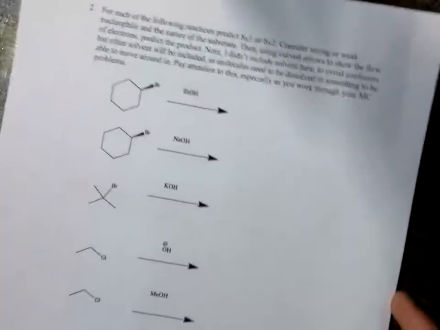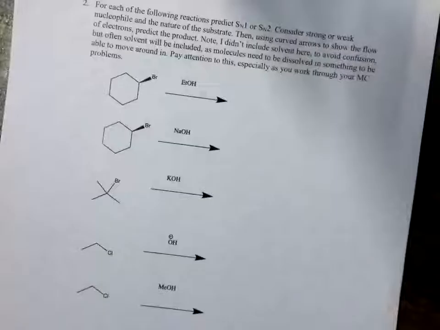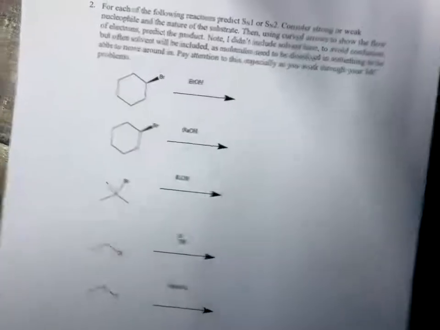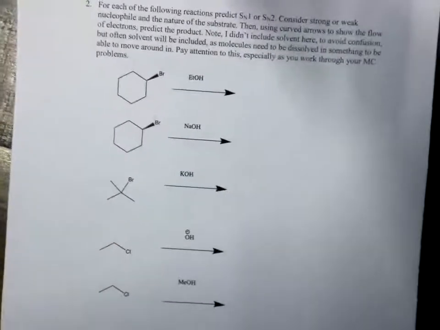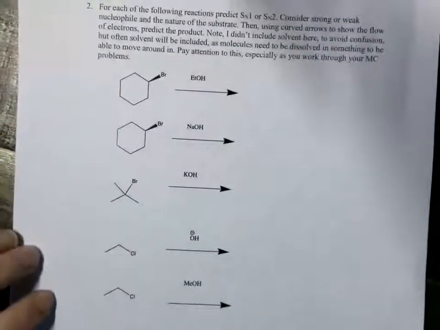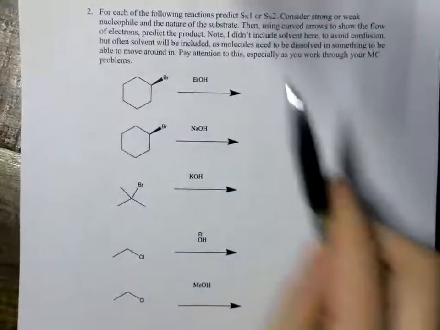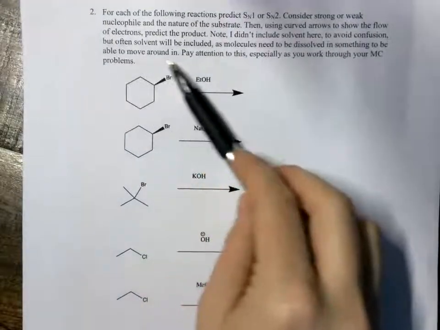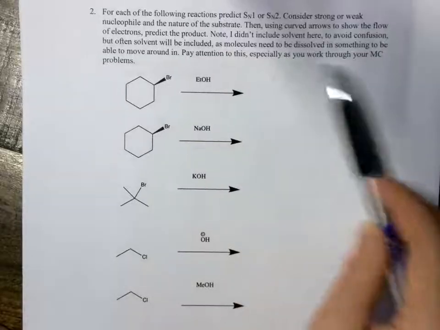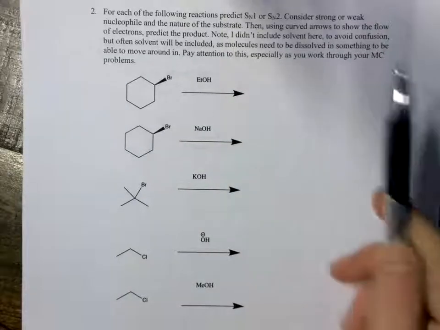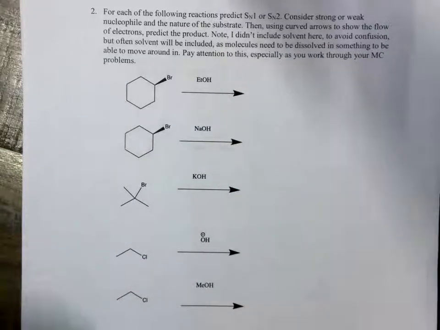Okay, the next question is, for each of these, predict SN1 or SN2. You consider the strong nucleophile and the nature of the substrate. Then, using curved arrows to show the flow of electrons, predict the product. I didn't include solvent here to avoid confusion, but often solvent will be included because molecules have to be dissolved in something. But for the free response, I was more worried about you being able to understand the mechanism.